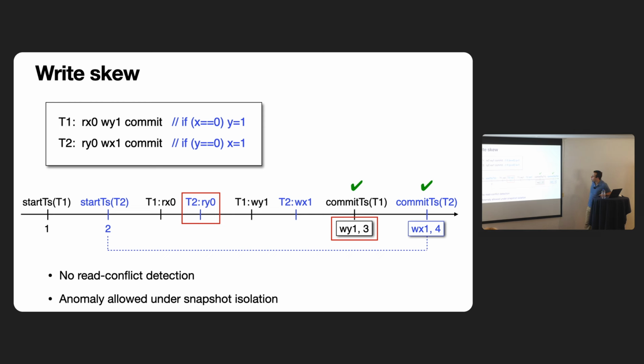In other words, there are histories that seem to be allowed under serializability, but not allowed under... No, that's not the case. All serializable histories are allowed under snapshot isolation. So maybe we could go over it in the coffee break. Yeah. Okay. Fine.